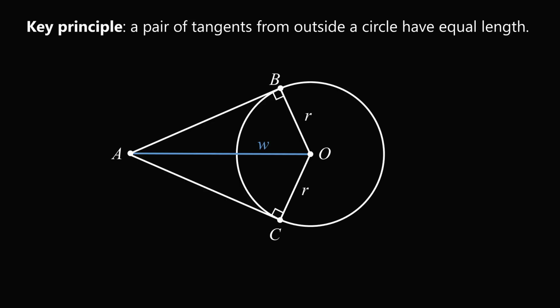Now, suppose that OB and OC have the same radius length R. We now have two right triangles, AOB and AOC. These will be congruent to each other because we have two lengths that are equal to each other and we have a right angle. We can readily compute the length of the tangent line segments and we will see that they are equal to each other. Therefore, we have shown that AB has exactly the same length as AC. Let's now use this principle to solve the problem.